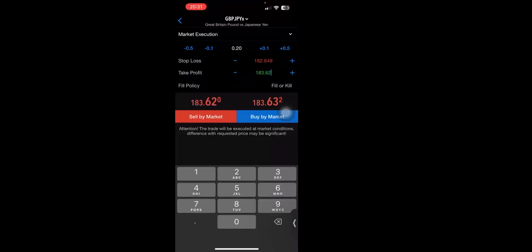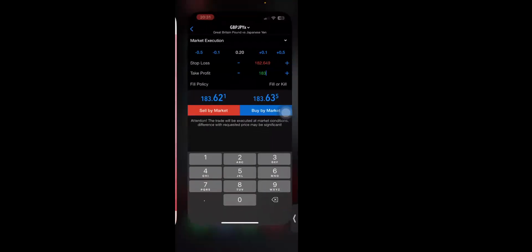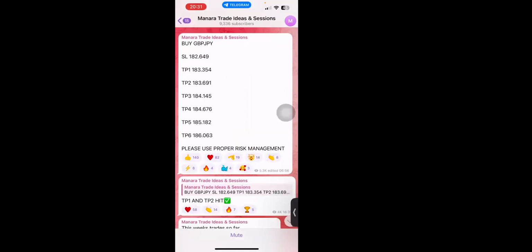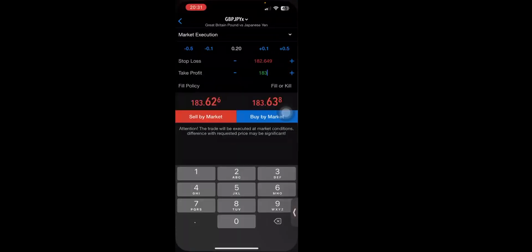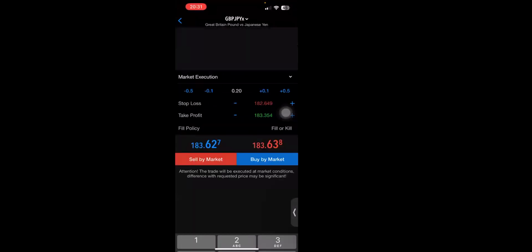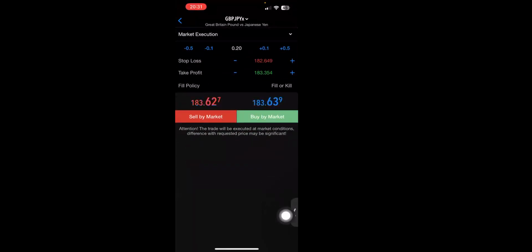182.649. I'm going to put in my take profit, 183.354. I'm doing TP1 here, but you can do TP2. I always say take TP1 and then take partials at TP2. So what I'm going to do is click 18, type in 183.354, and then all I'm going to do is click buy.